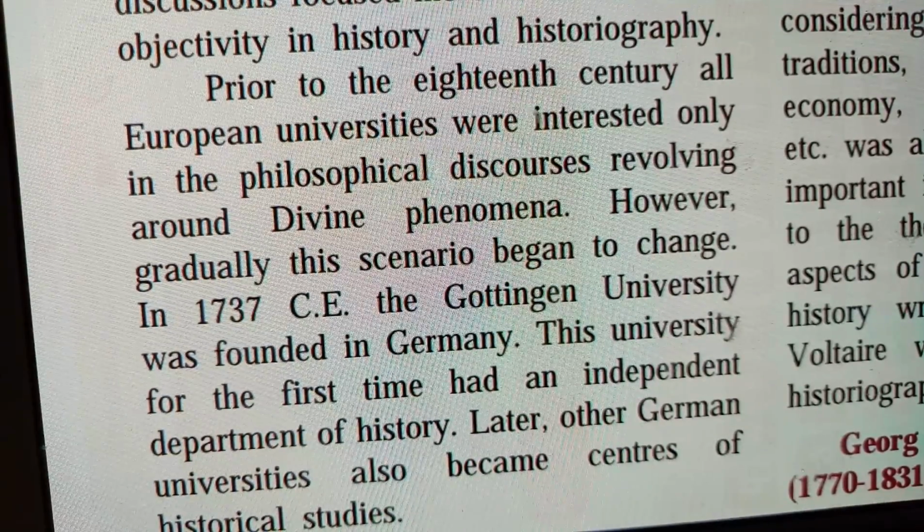Later, other German universities also became centers of historical documents. So in German universities also there were different history research departments to understand the information of history.